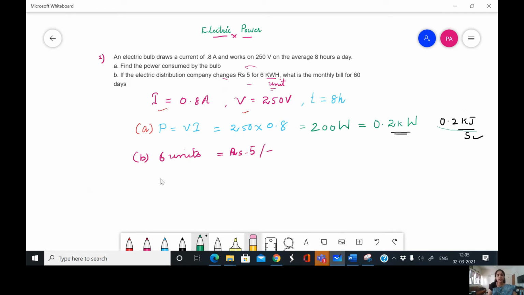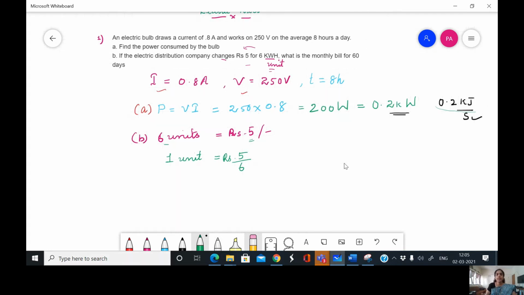Then how much should I pay when I consume 1 unit of energy? Let us apply the unitary method. 6 units, 5 rupees. So 1 unit, 5 by 6 rupees. Now what we are asked to find: here we are given that we are burning one bulb, right? We work one bulb for 8 hours per day. And then how much monthly bill we have to pay.